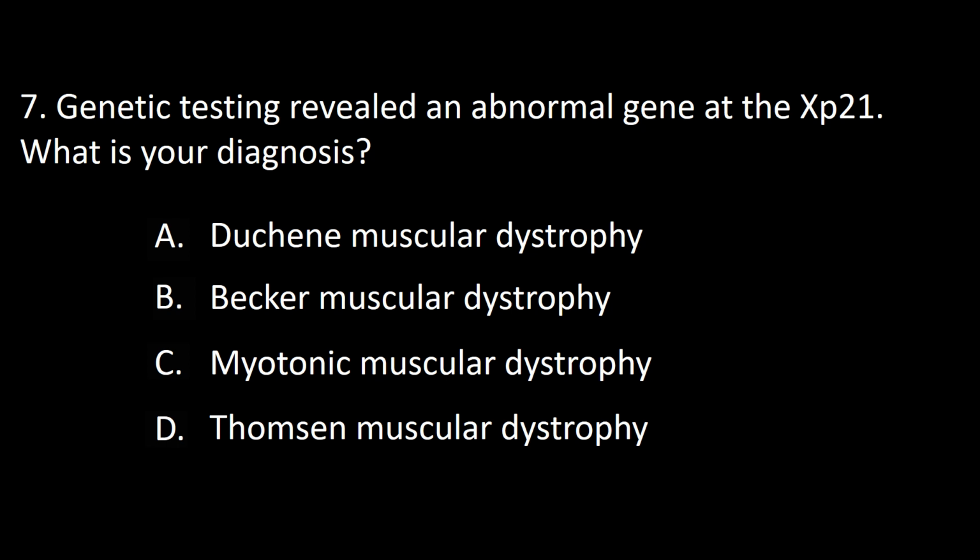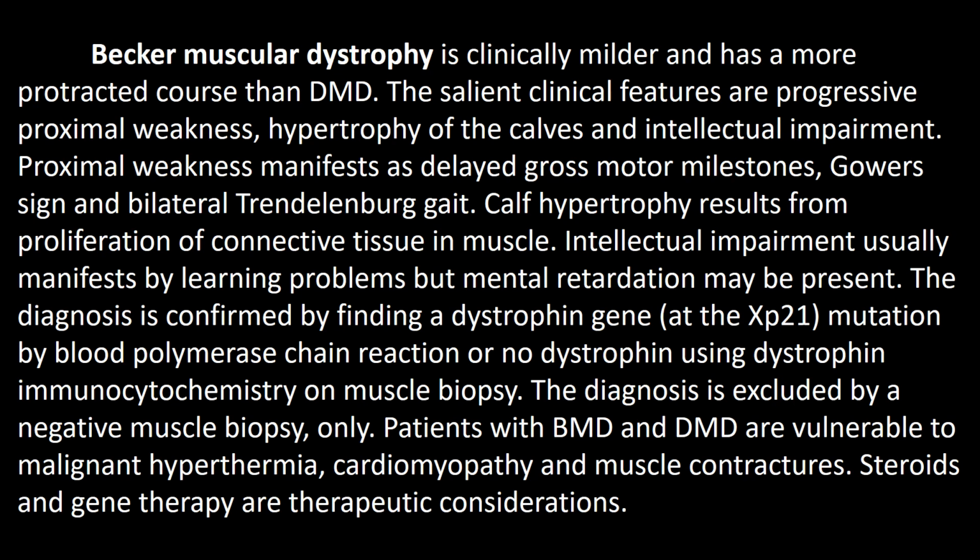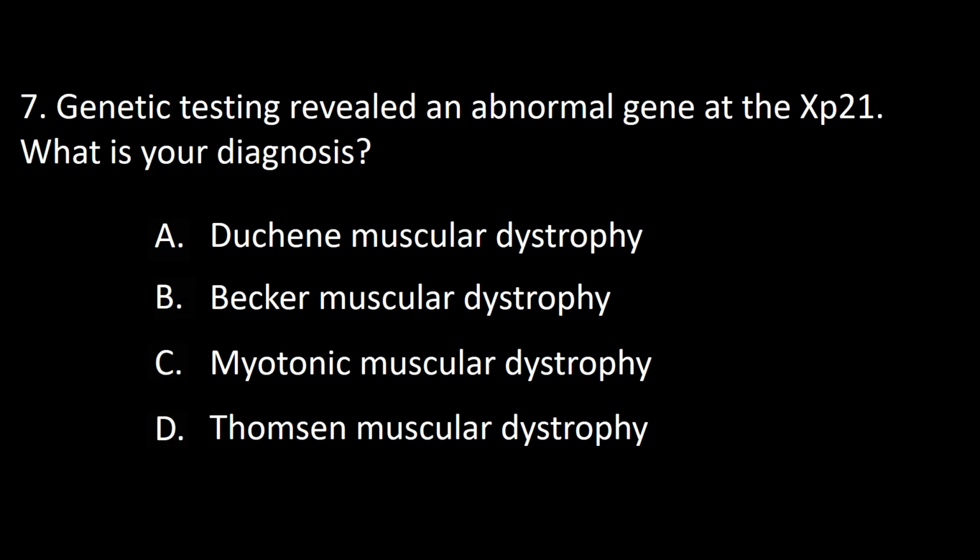Next question. Genetic testing revealed an abnormal gene at Xp21. What is your diagnosis? A. Duchenne muscular dystrophy. B. Becker muscular dystrophy. C. Myotonic muscular dystrophy. D. Thomsen muscular dystrophy. Please stop the video and read these comments. Then continue the video. So the answer to this question is B.